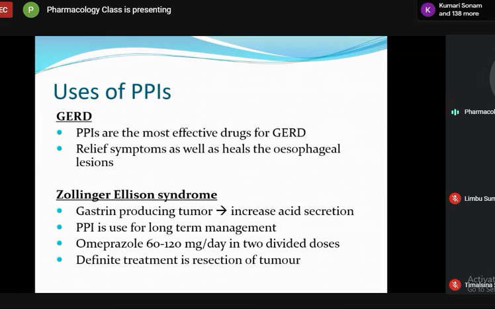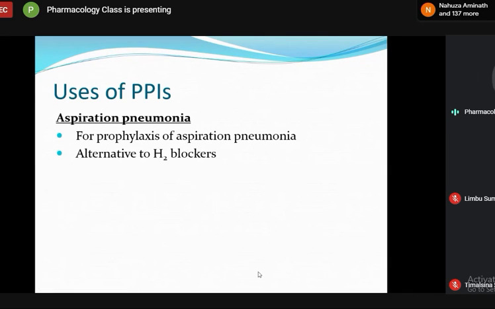And then in cases of Zollinger-Ellison syndrome, it is the condition where there is increased secretion of gastrin. There is a gastrin-producing tumor that will further increase the acid secretion. So proton pump inhibitors are given for a very long period of time. However, the definitive treatment is the resection of the tumor. Proton pump inhibitors or H2 blockers can be used. Proton pump inhibitors are also given for the prophylaxis of aspiration pneumonia.